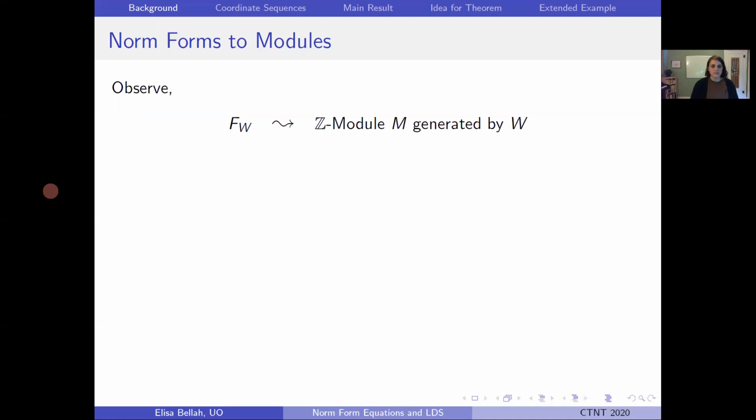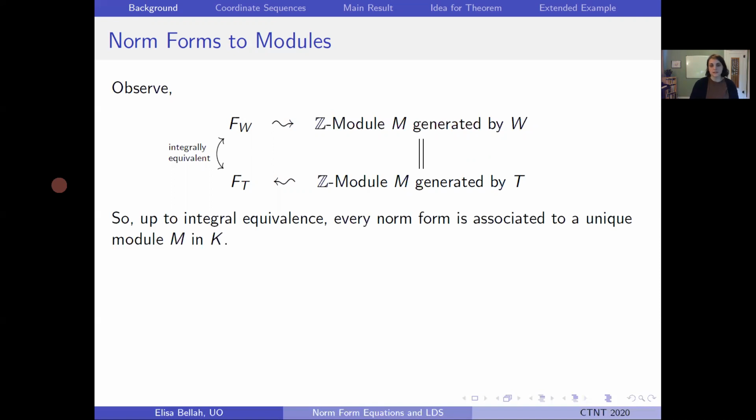To start, let's make this observation that if you have some norm form with defining set W, you can define this Z-module M, generated by the set W. And what I'd like to do is work over here in the land of modules instead of with these Diophantine equations. But if I want to do that, I don't want to have to keep my basis fixed. So what happens if I change to another basis, let's call it T? Then I may get some different norm form, but it's a short exercise to show that these two forms are integrally equivalent.